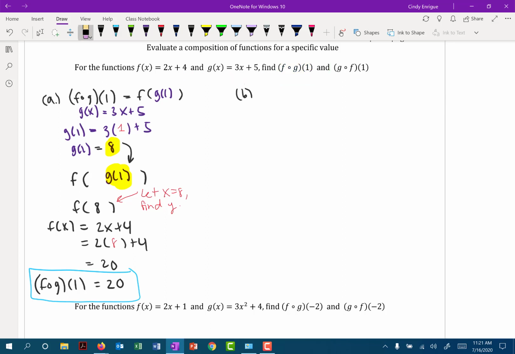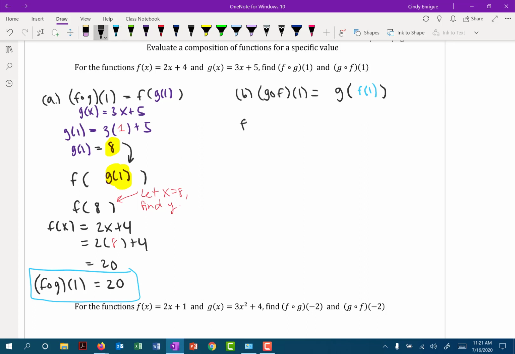For part B, it's telling you to find g composed with f with respect to 1. So this is saying you have your g function, and what you're going to plug in is that value of f when x is equal to 1.